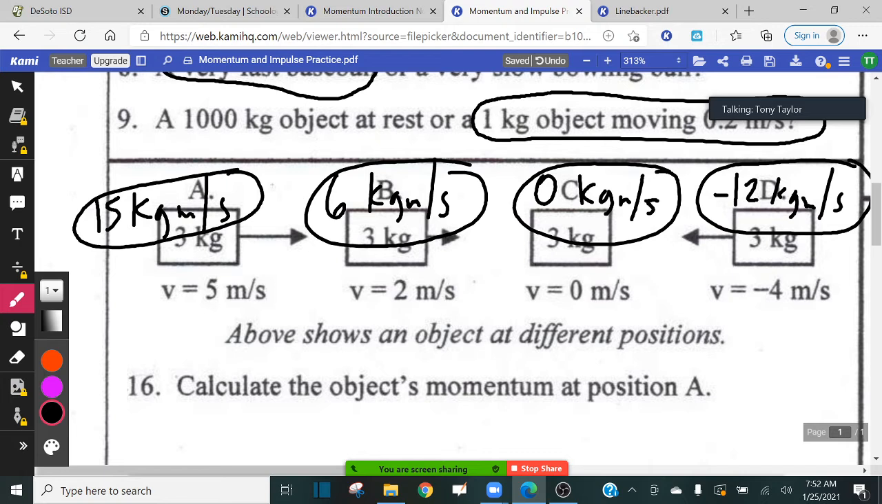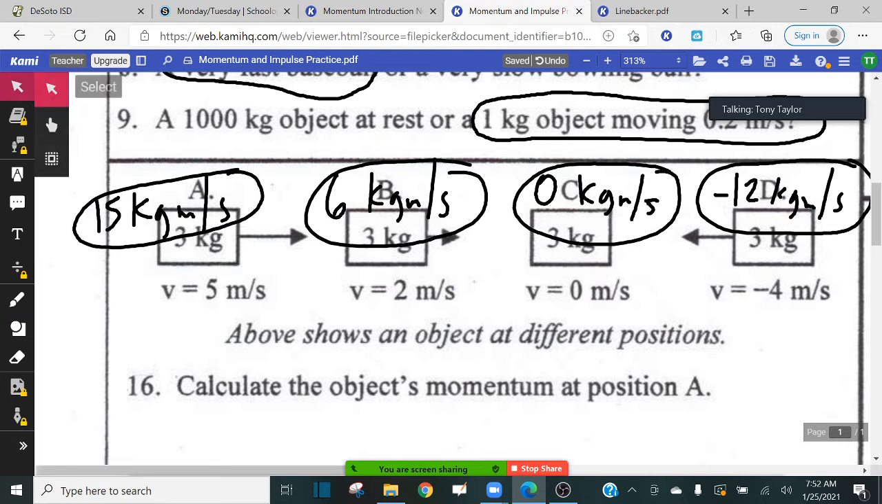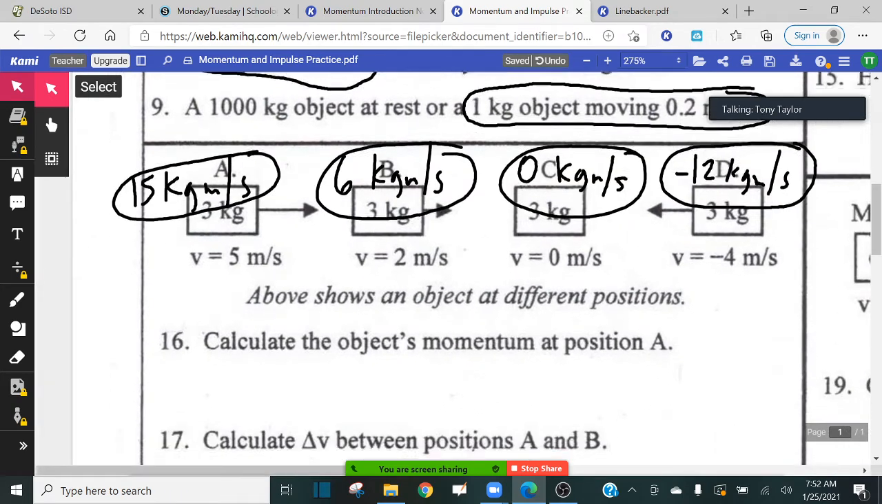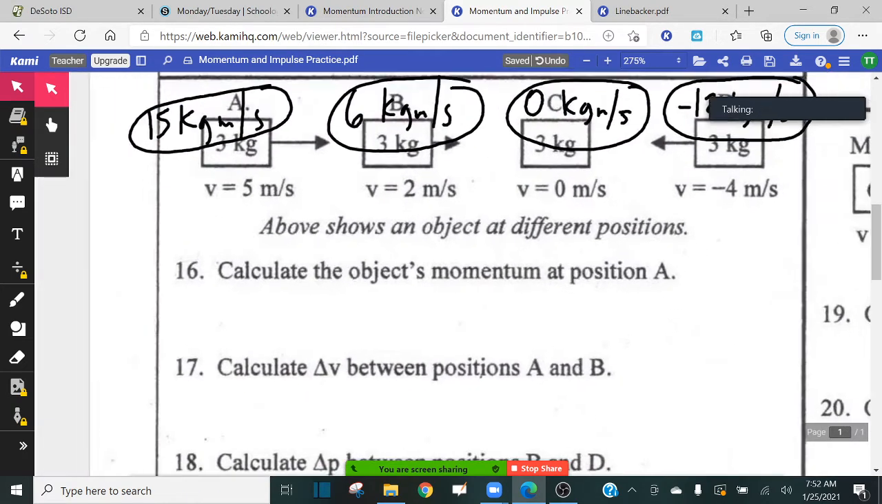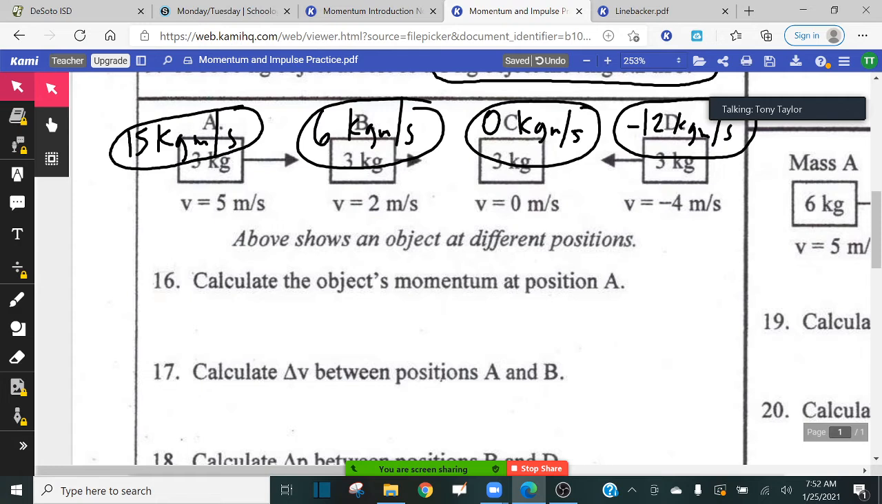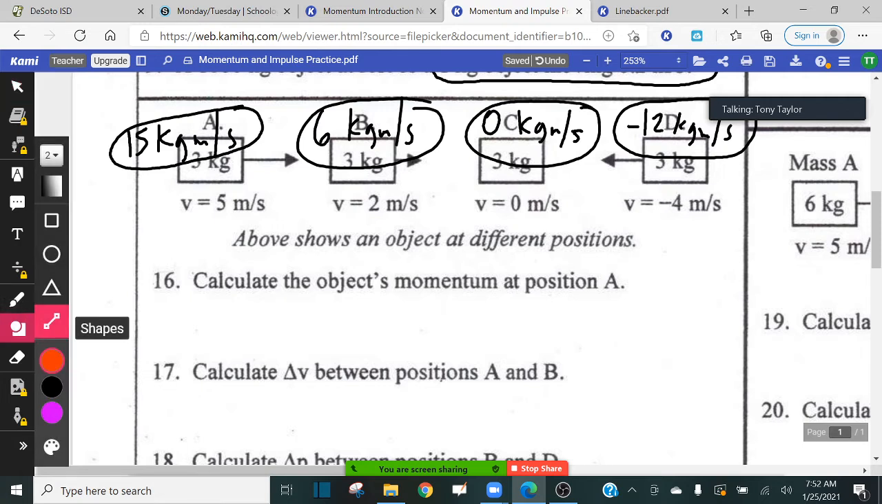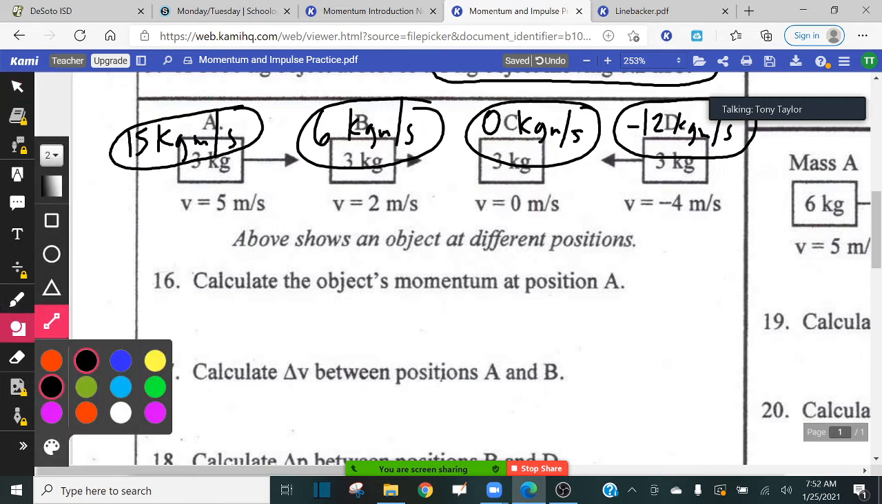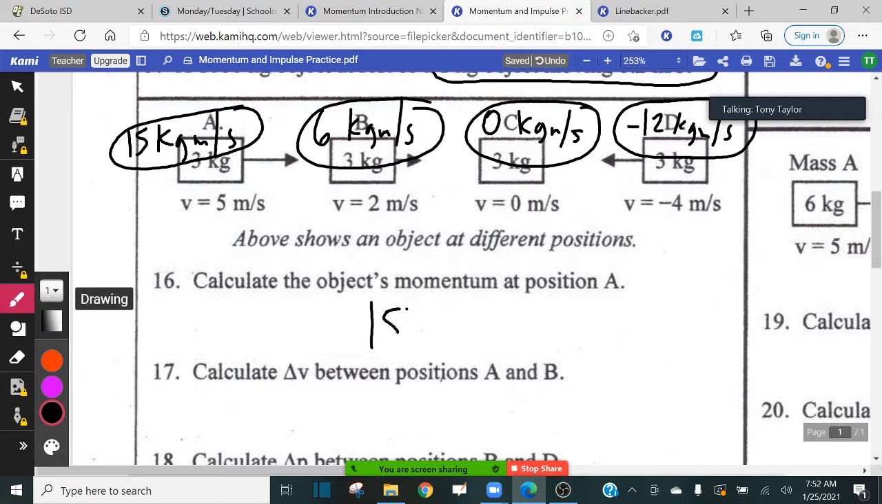So guys, that's how you calculate momentum. You just do mass times velocity. That's simple. Okay. 16 says, what is the object's momentum at position A? We've already figured that out. We see at the top it's equal to 15 kilogram meters per second. Okay. Now look at number 17.